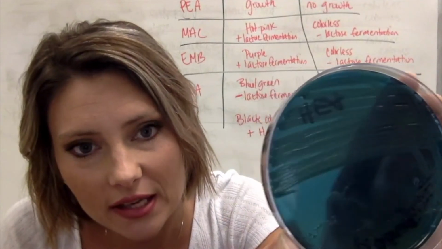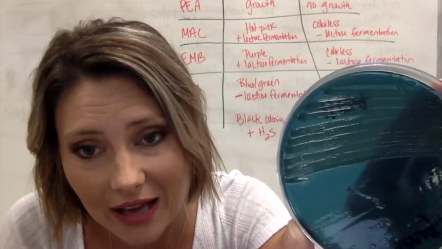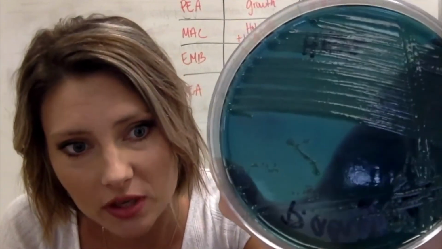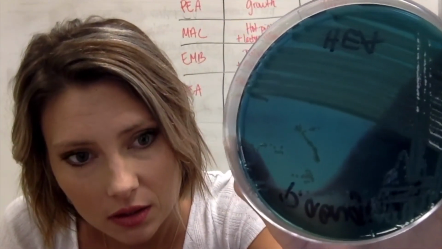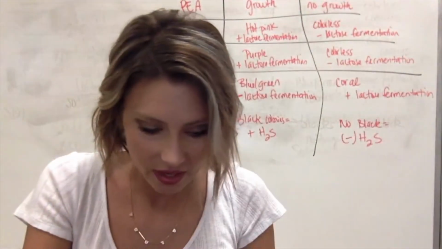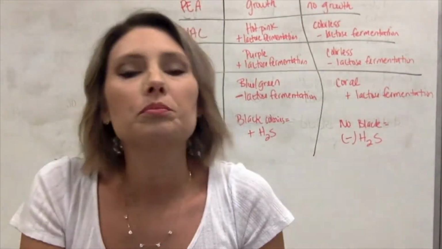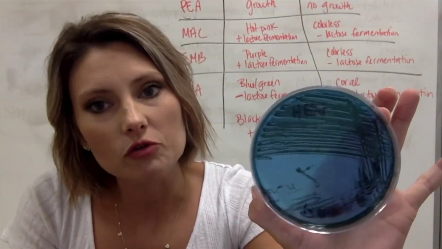This one would be a positive reaction for HEA, non-lactose fermenter, with no H2S production because there's no black on that plate. So coral color, lactose fermenter; blue-green color, non-lactose fermenter for HEA.